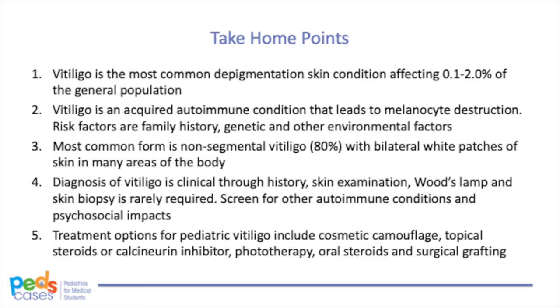Number 4. The diagnosis of vitiligo can be made clinically with thorough history, skin exam, and wood lamp, and a skin biopsy is rarely required. It is important to screen for other autoimmune conditions and psychosocial impacts. Number 5. Treatment options for pediatric vitiligo include cosmetic camouflage, topical steroids or calcineurin inhibitors, phototherapy, oral steroids, and rarely surgical grafting. This concludes our discussion.